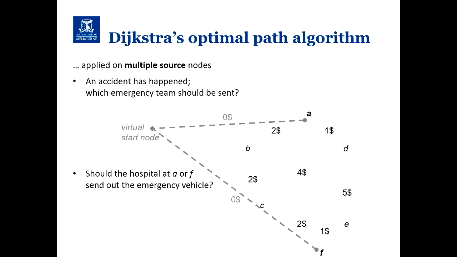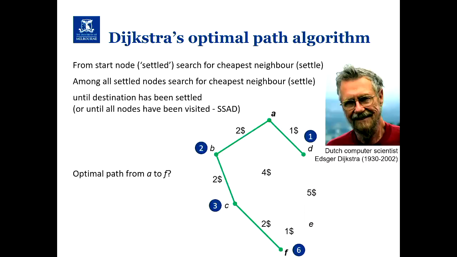So what would be the next cheapest one? And that can help us directly decide which emergency team is actually closer, because we're including them both within the same algorithm. Does it make sense? Yeah? So the virtual node just allows us to have multiple starting points, so we can make a judgment on the first time based on the multiple starting points.